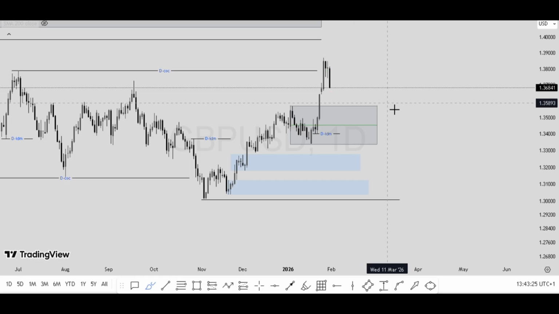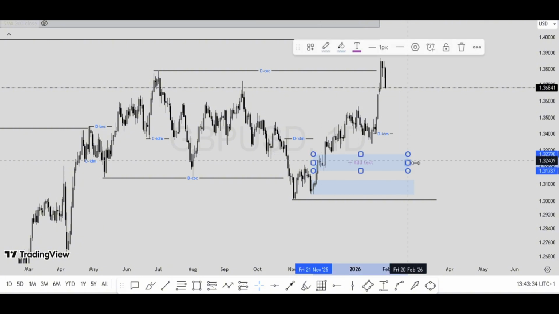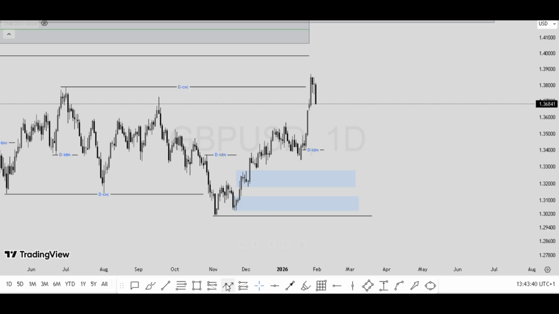So I've explained that in my previous video. But for now, our inducement is this. This last order flow will serve as our inducement. Then we'll be expecting to see the reaction from this level back to the upside. So that's what I'm having on GBP USD.